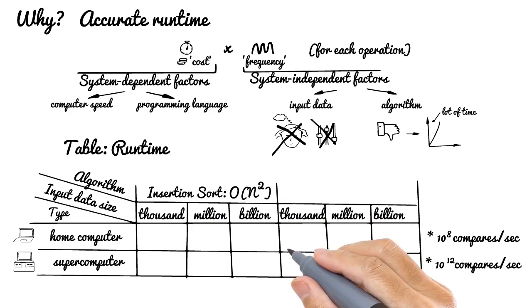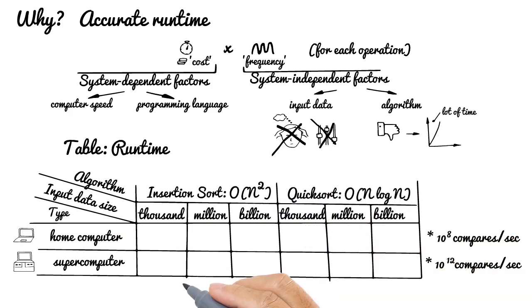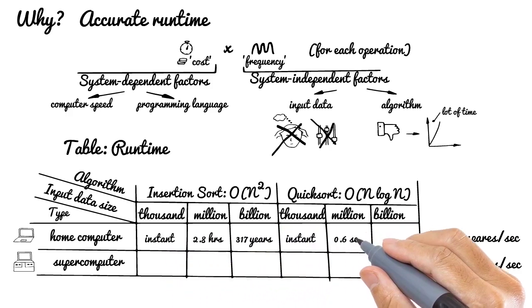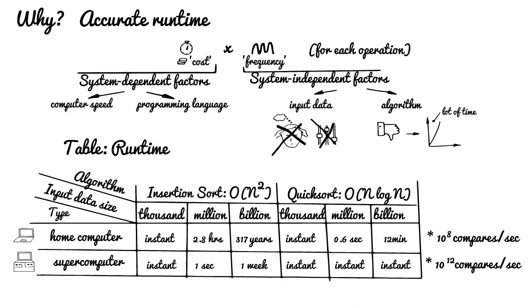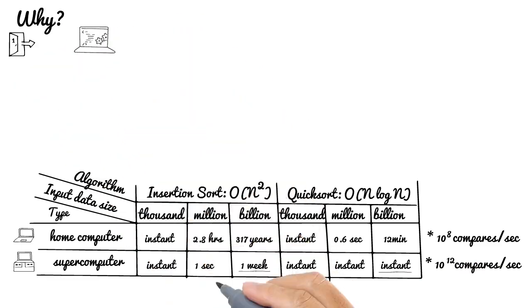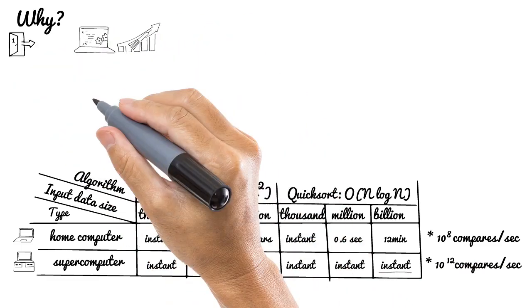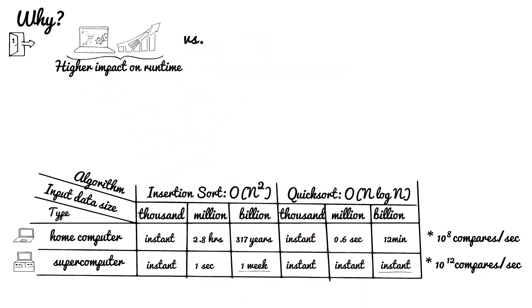Pay attention to Big O, not their names now. Insertion sort with Quadratic Big-O versus quicksort with Logarithmic Big-O. Both algorithms give proper results, but at a different time. You can see that for a billion input data size, even a supercomputer will spend 1 week with the higher order of growth algorithm, while a better algorithm can make it instantly. The first important outcome here is that optimization of an algorithm can have higher impact on overall runtime than computer hardware power.